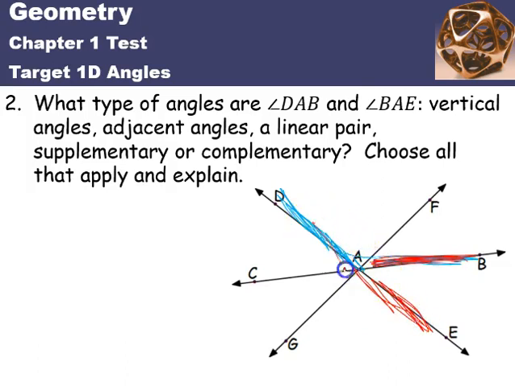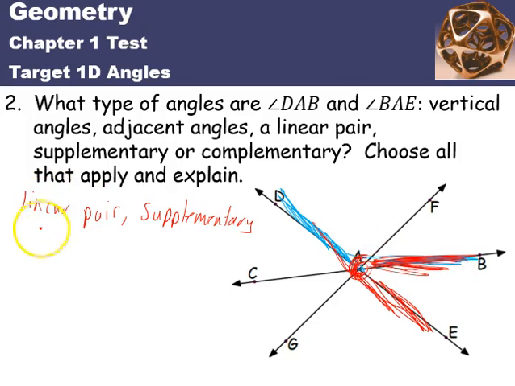Okay, and notice that this makes a straight line right here. So because it makes a straight line, this is a linear pair. And supplementary, because straight lines add up to 180, and remember supplementary means add up to 180. They also have a common vertex and a shared side. So these are also adjacent. So these are adjacent, a linear pair, and supplementary.